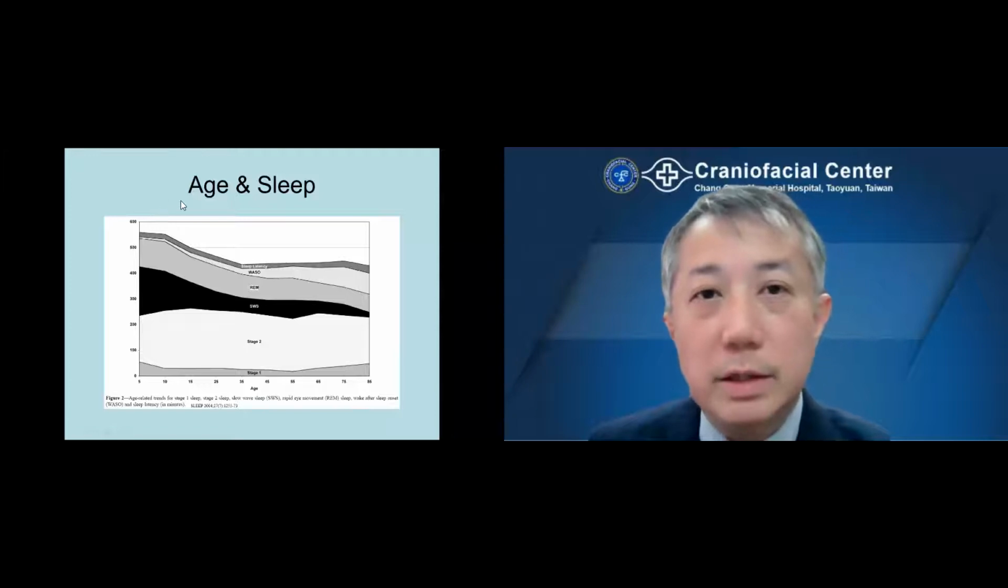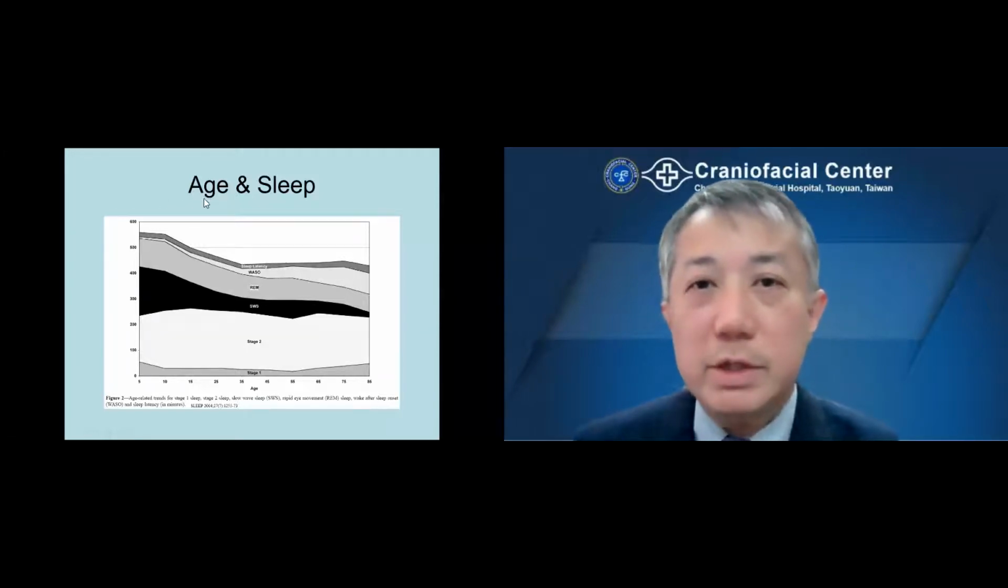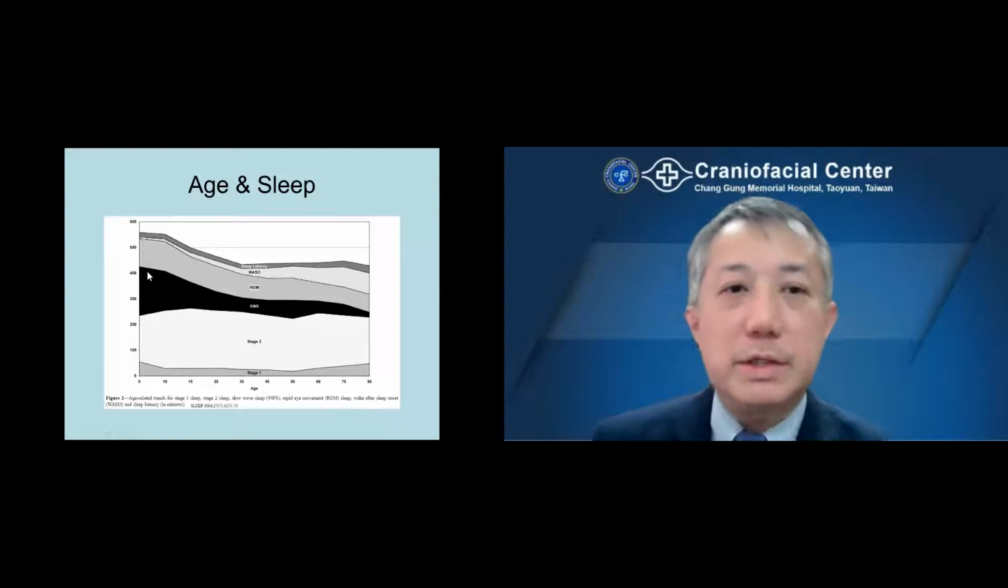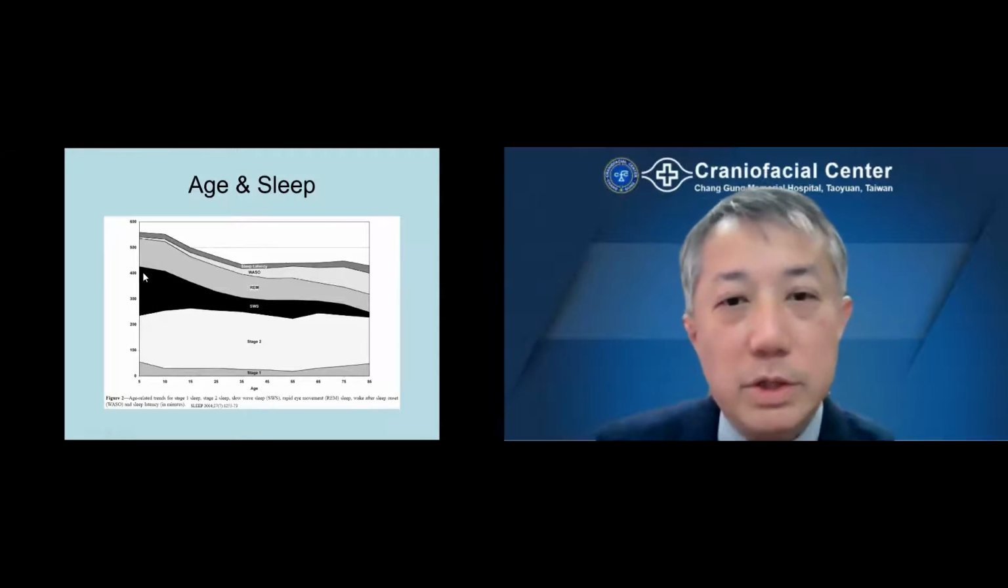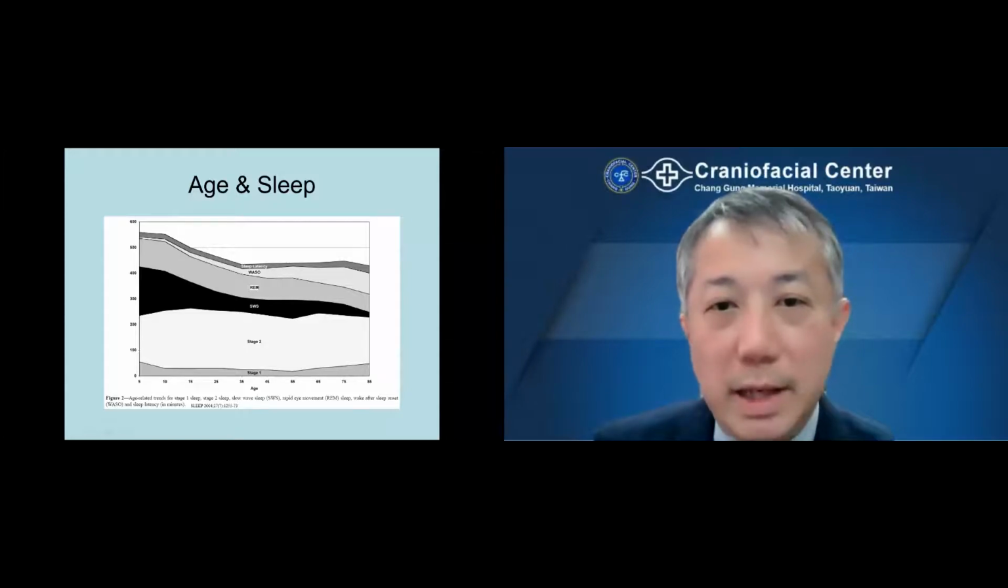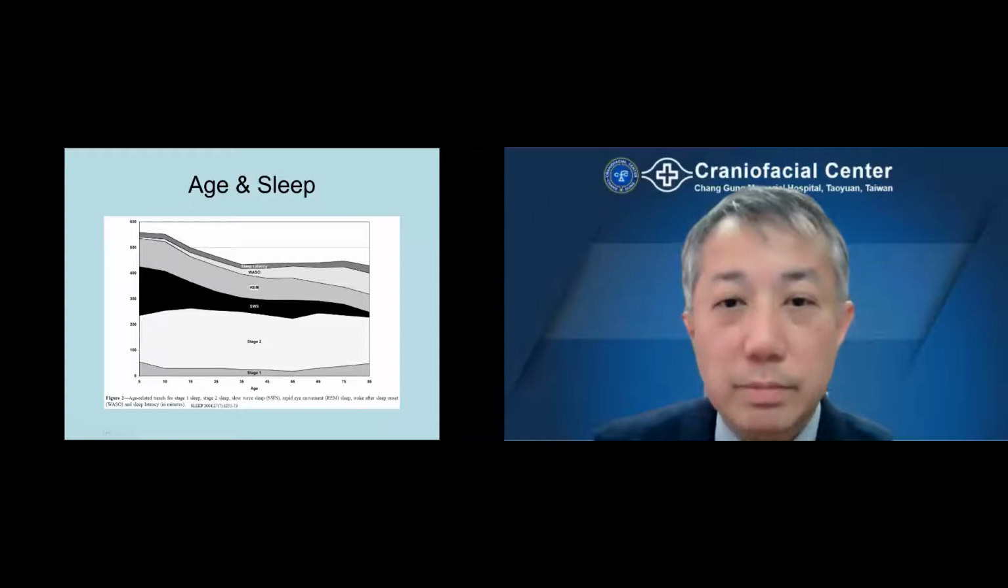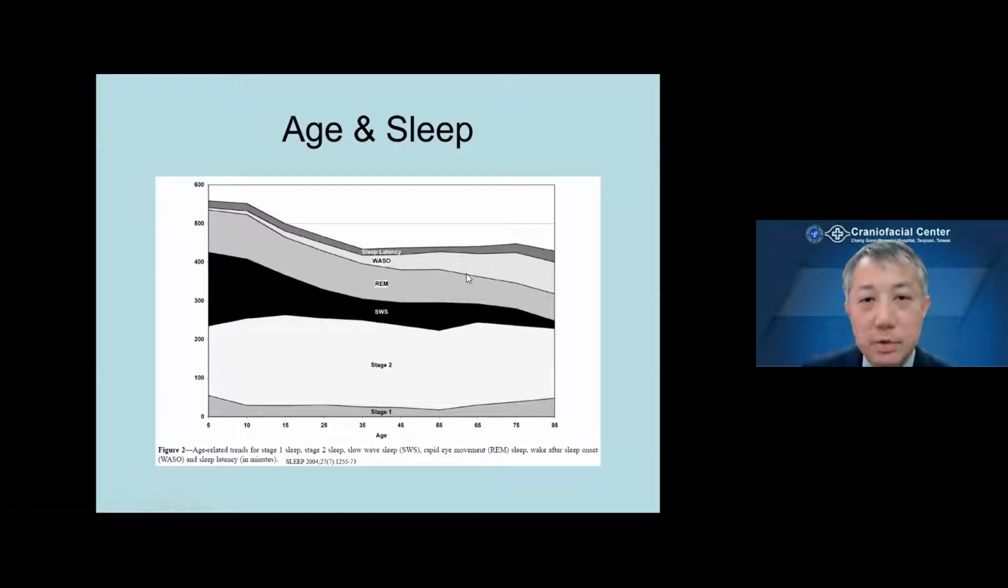So if we look at different ages of patient and their sleep, we can see that in the normal population, the slow wave sleep is getting less and less as people get older. And for the other types of sleep stage, basically the proportion doesn't change much. The most affected by age is the slow wave sleep.